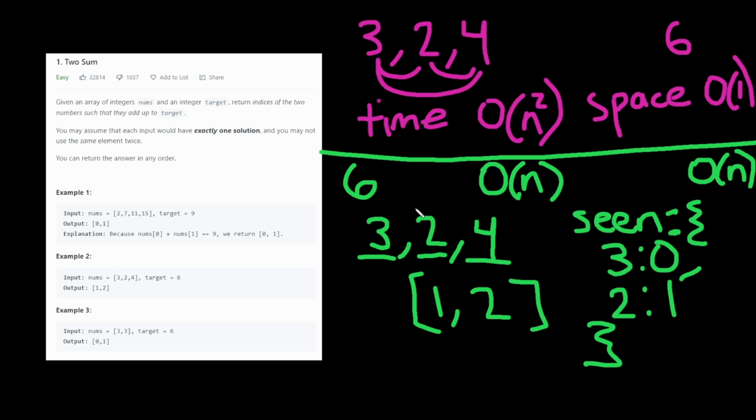And therefore, because we're just going through the array once and we're just accessing a hash in O of 1 time, the overall time complexity is O of n. And because we're storing a hash that has up to n elements, the space complexity is O of n.